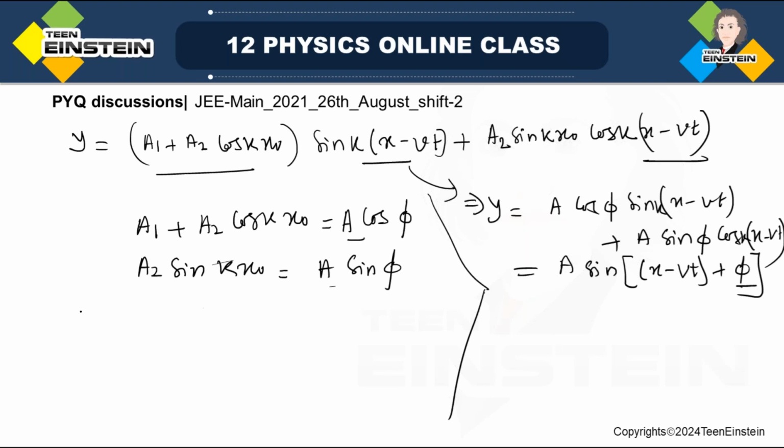So actually phi is, you know what is phi? Phi is phase difference, right? So phi will always be 2 pi by lambda into path difference, okay? So what is this path difference here? Path difference is actually x0, right? Path difference is x0, okay?